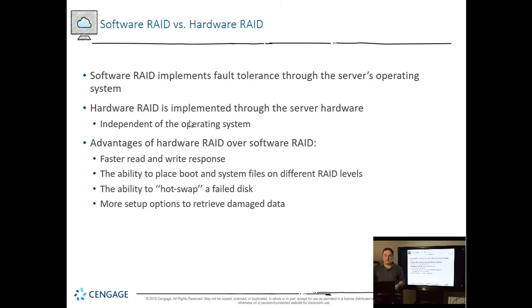Let's go on to software RAID implementation, fault tolerance through the operating system. So as I mentioned before, Windows Server 2016 can do the RAID, or you can have the hardware do the RAID. The interesting thing about hardware RAID, besides being faster, is Microsoft isn't even aware of it. It just sees a big hard drive. It doesn't see that RAID is even being done. Whereas if you do software RAID through the operating system, of course it knows everything that you're doing.